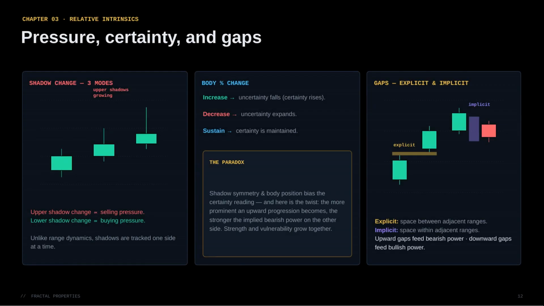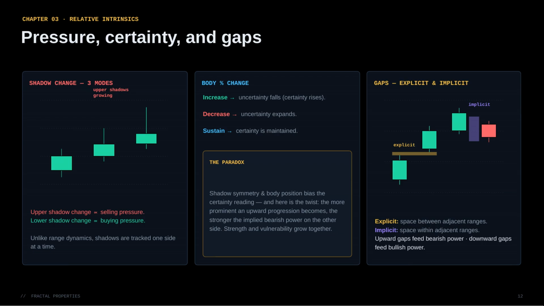Growth in upper shadows is directly proportional to selling pressure. Growth in lower shadows, to buying pressure. And unlike range dynamics, you track each side individually. Body percent change. An increase means uncertainty is draining out. A decrease means it's flooding in.